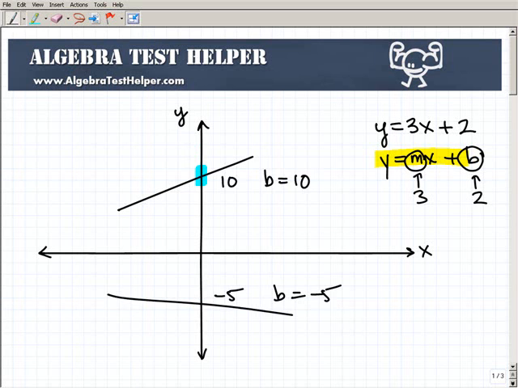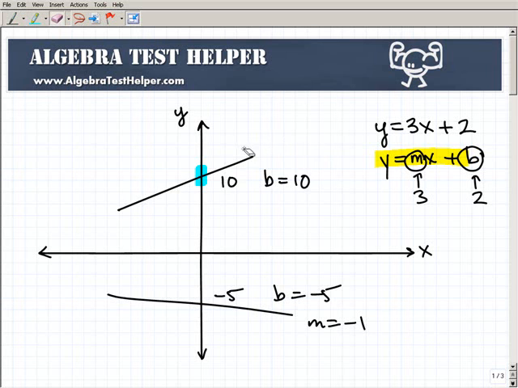And m is the slope of a line, which is basically a numeric value. It basically describes the angle of a line. So each line will have a slope. This might be a slope of 2, this might be a slope of -1. Hopefully you're already familiar with this concept of the slope. And if you're not, hop over to algebratesthelper.com, got plenty of material on it.